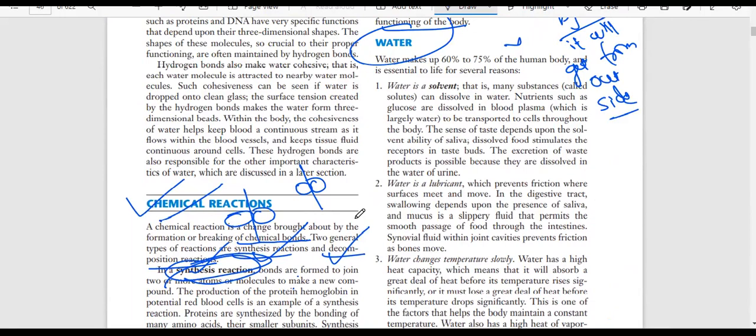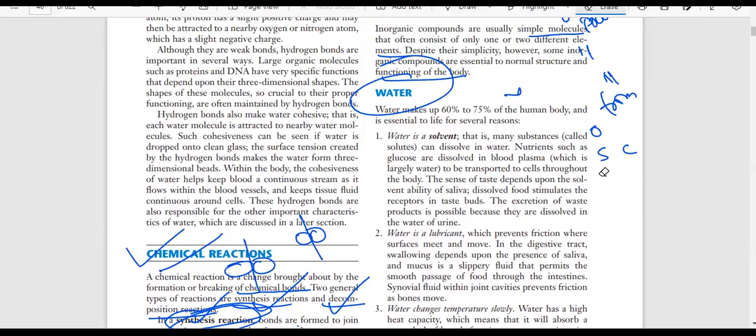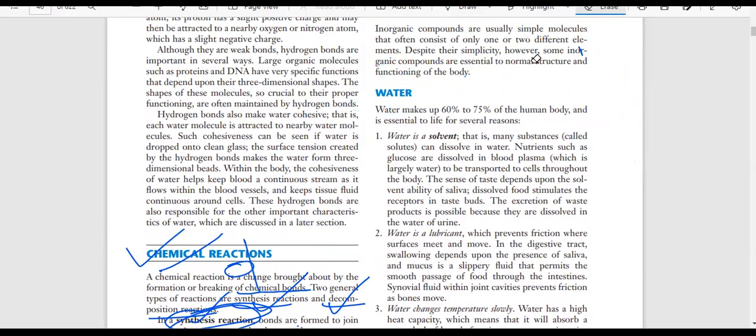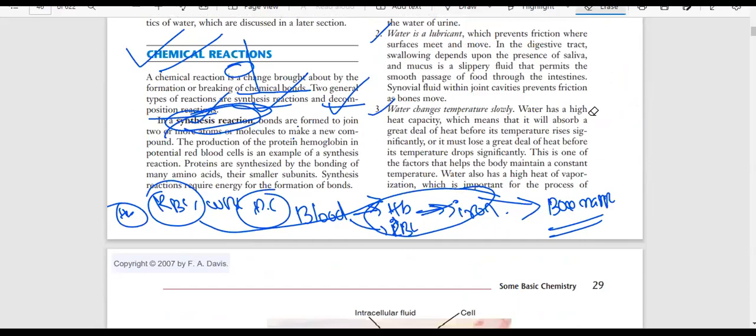So let's talk about water. Why is water necessary for our body? We will talk in detail today, and we will be able to know why water is important for our body. Water makes up 60 to 75% of the human body and is essential for life for several reasons. Here the reasons are involved. Why is water so important?